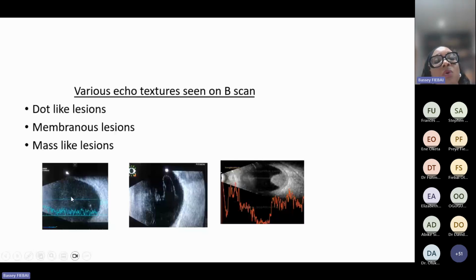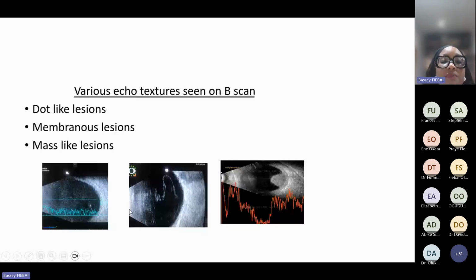So you want to say, oh, there's a medium echo hyperechoic dot-like lesion, or there are homogeneous hyperechoic dot-like lesions in the vitreous cavity. That's how you would describe this. You could also have membranous opacities.